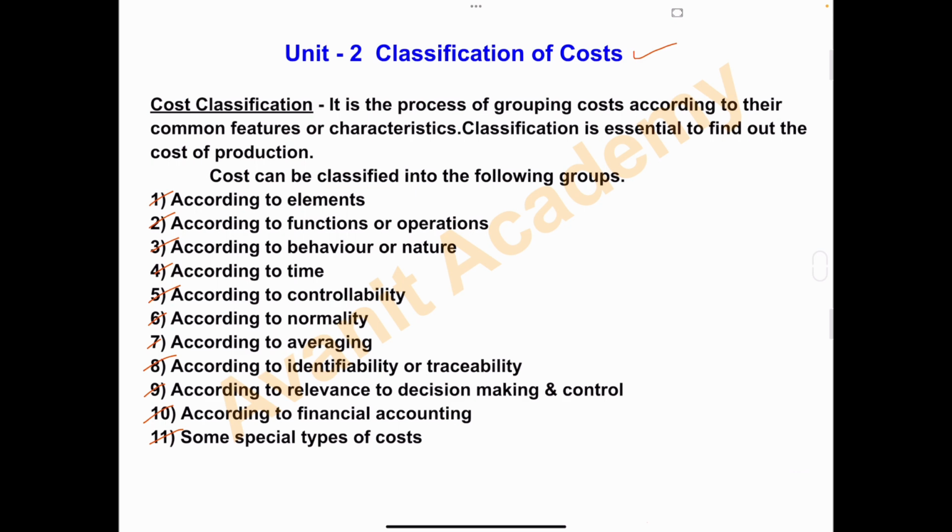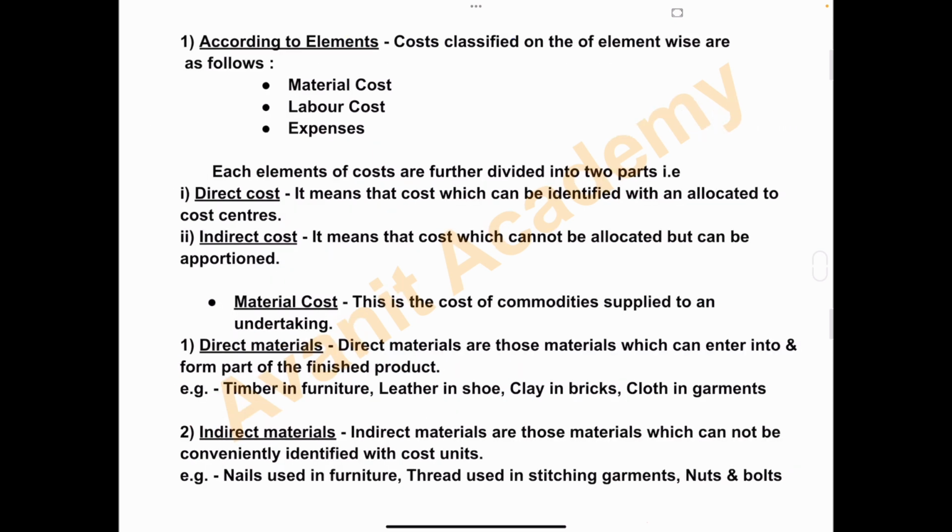In this unit, you will study the first three classifications, that is according to elements, according to functions or operation, according to nature or behavior. First three you will study in detail in this chapter, that is element wise, function wise and behavior wise. I will start with the first one, that is according to elements. Number one, according to elements or element wise cost classification.